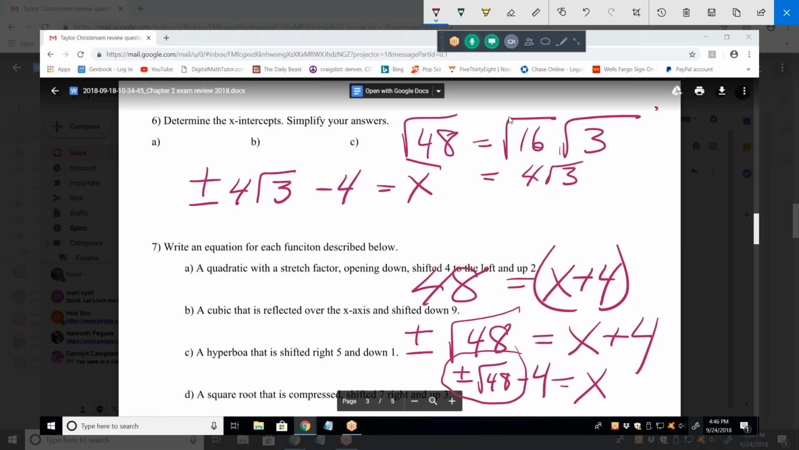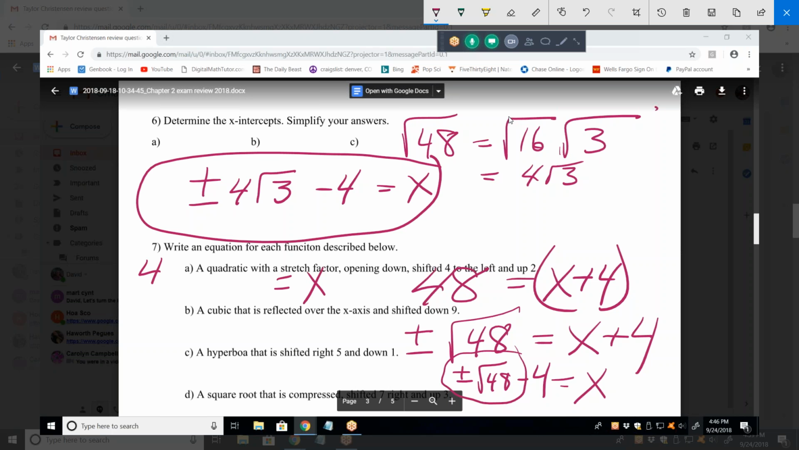So that's the final answer? Yeah, it kind of is. You could say that there's 2 answers. The 2 answers are 4 root 3 minus 4, that's one of them, and the other is minus 4 root 3 minus 4. In other words, this plus or minus means 2 different things. In one instance, it means plus. In the other instance, it means minus. That's the way to handle it.